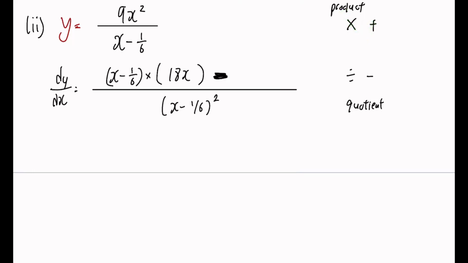Okay, low d high. This is low, this is d high. Less high d low. High is what? 9x squared. D low is what? Differentiate this guy, which gives you a 1. Okay, that's it. If you're faster, you don't need to put the d over dx of the expression now.